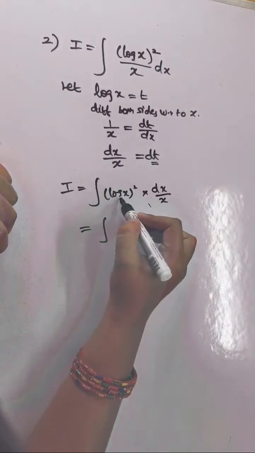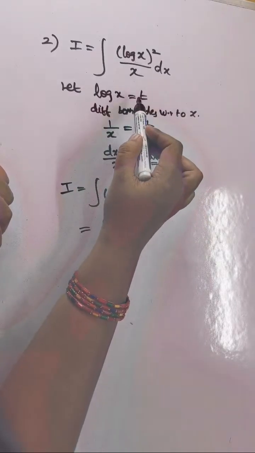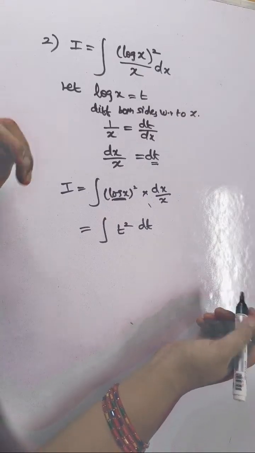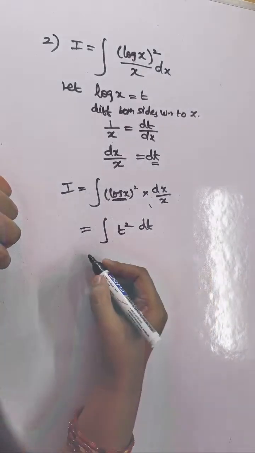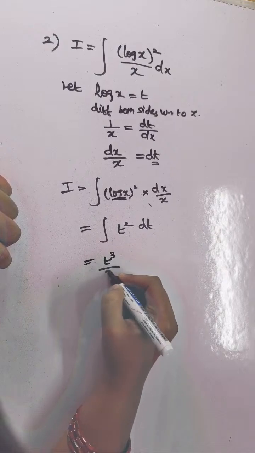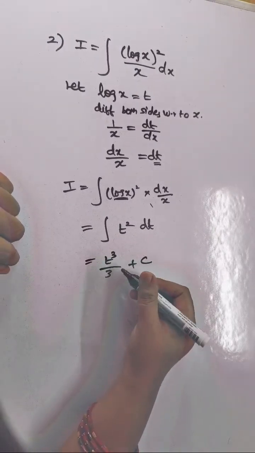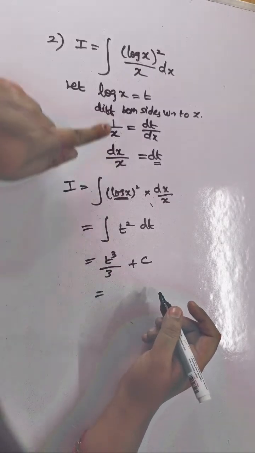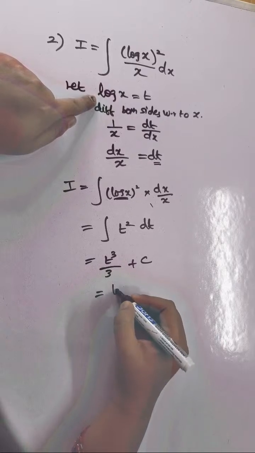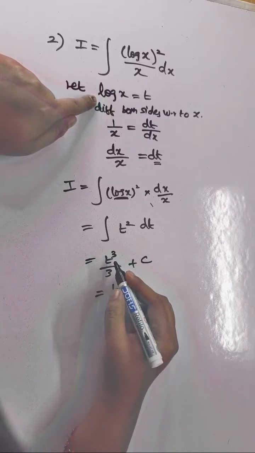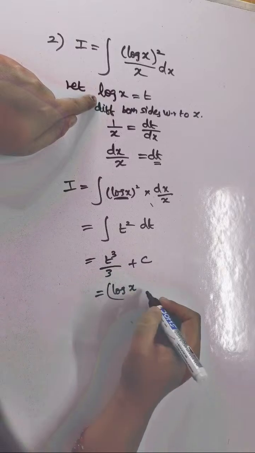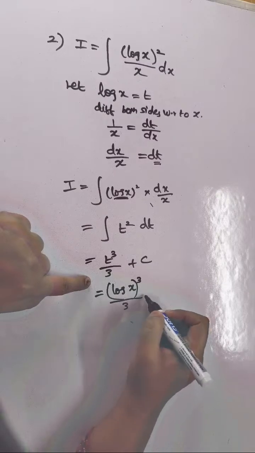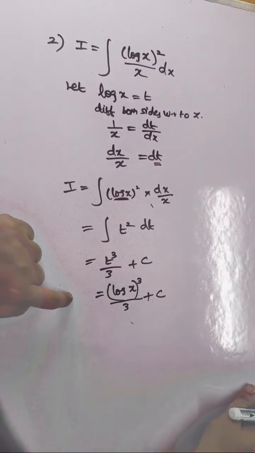In the same way, in place of log x we have taken t, and we have the power here. Now for integration, use the power rule. So that will be t cube by 3 plus c. And express the final answer in terms of x. In place of t, whatever assumption you have taken, substitute that. We have t cube, and t is log x, so that becomes log x the whole cube by 3 plus c, which is the required answer.